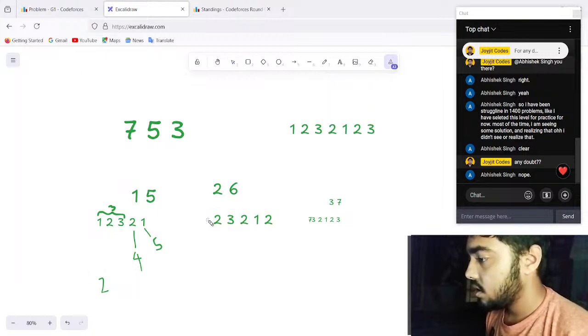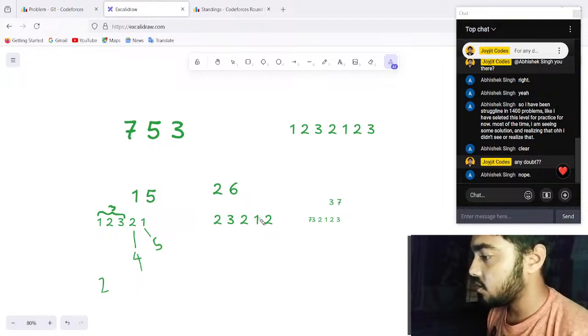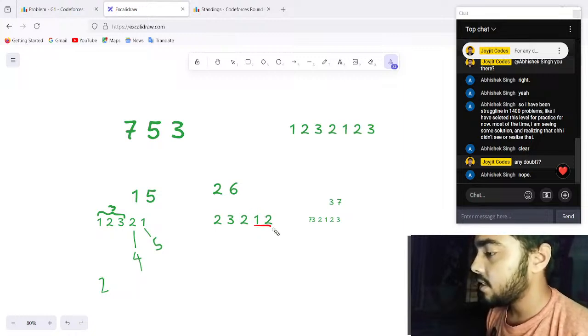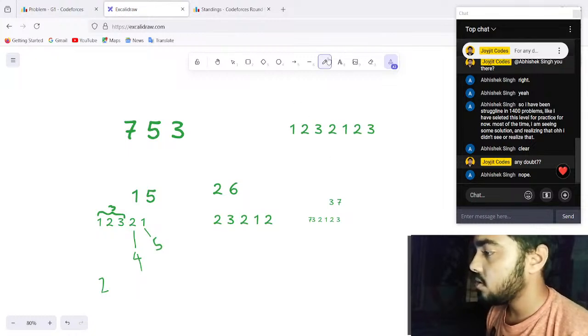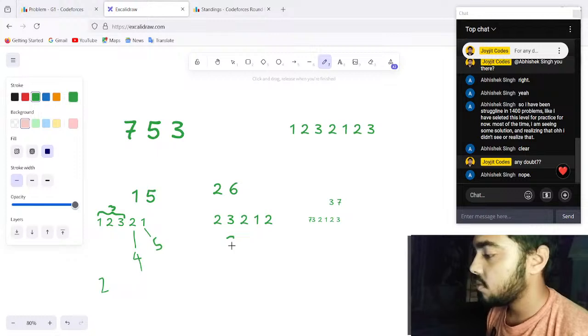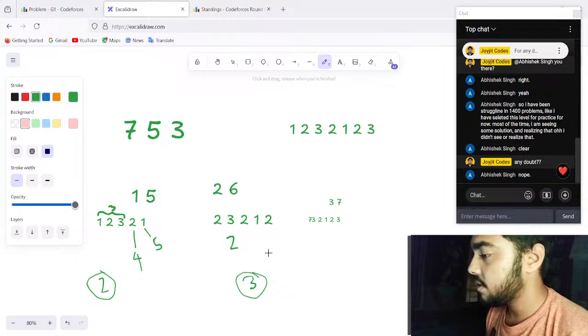Okay, you can see one thing: for this 2 and 3, they are consecutive, and again this 1 and this 2, they are also consecutive. So basically we can either take them or take them, and in both cases the maximum consecutive is going to be 2, and from 5, if we subtract 2, the answer is going to be 3, right? So earlier the answer was 2, now the answer is 3.